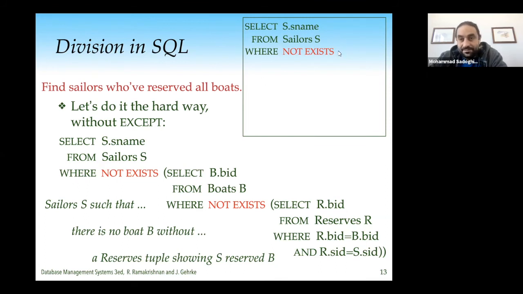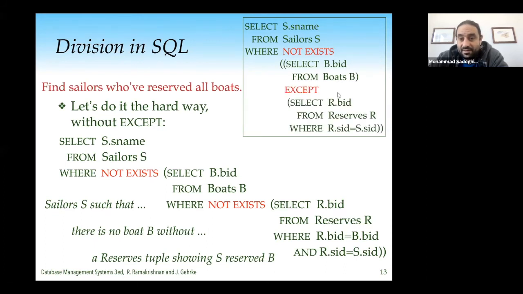Another way of doing it: select all sailors where the following condition doesn't exist. Let's write it, and then we'll go over it. Select all boats, and then remove from it any boat that is reserved by that sailor. Select all boats, remove any boat that was selected by that particular sailor.